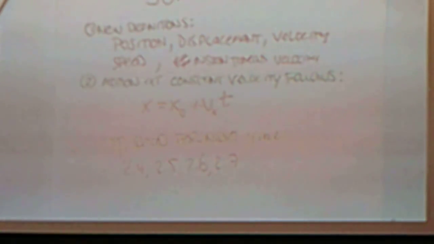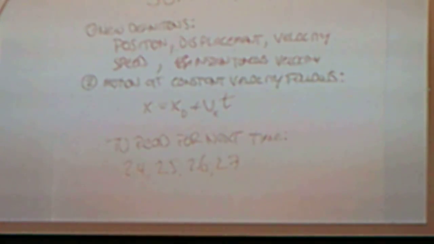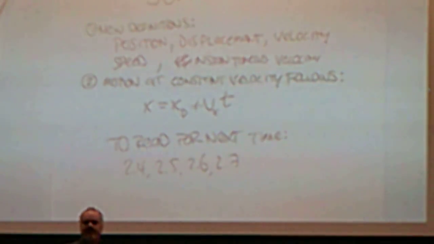And then we had your first complicated equation, which is not all that complicated. Wait till I get to the complicated one. This is nothing. Okay. Which is that if you want to know the position of an object that's moving at constant velocity at any arbitrary time, you can get that from x is equal to x naught plus vx times t.